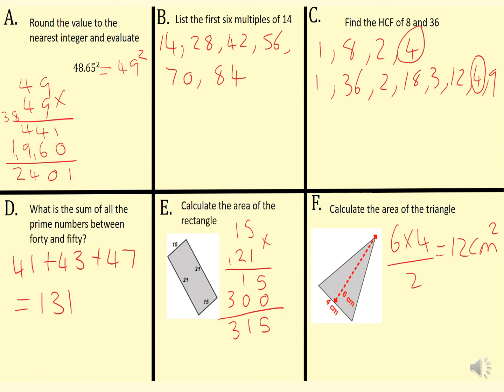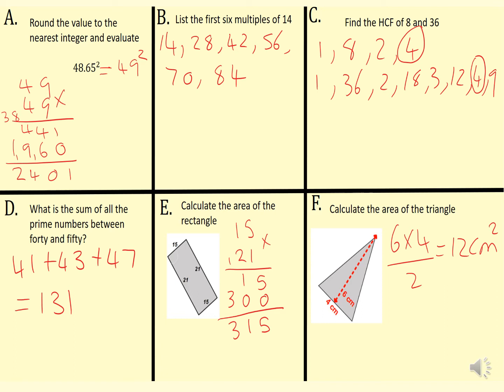For the highest common factor between 8 and 36, you need to list the factors of 8, which is any two numbers that if you times them together, you get 8. Then you need to list the factors of 36, which means any two numbers that if you times them together, you get 36. Then find which one is in common in both of them and is the highest one, which is 4.